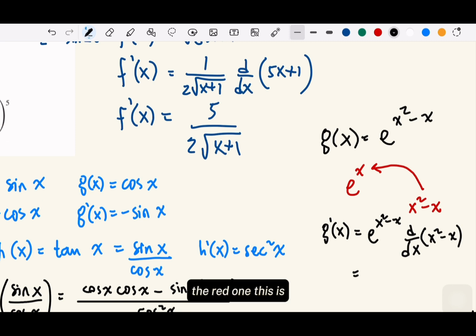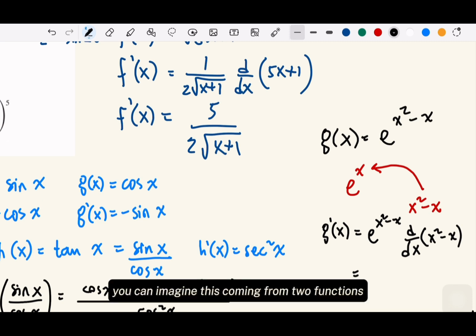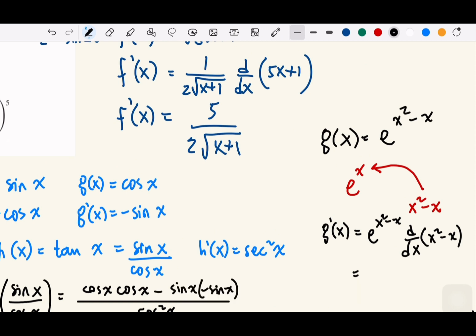The red one. This is just an explanation. No, I just read it again. Do you understand why I'm writing it that way? Yeah. What's this? x squared minus x is x. You can imagine this coming from two functions. This and this. This is going to be inside here. Okay? Get it?